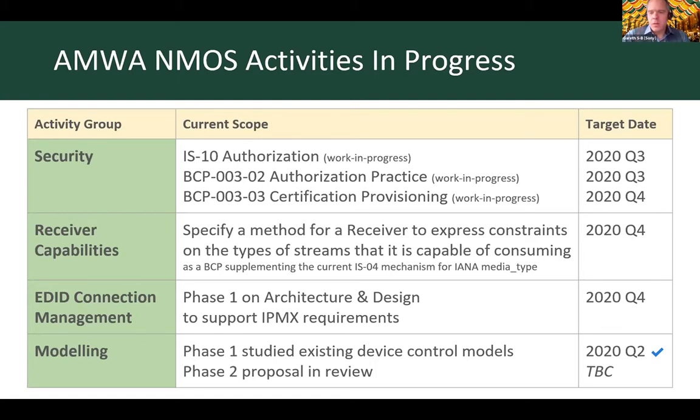Three other groups are also currently active, all backed by proponents from both end users and implementers. The receiver capabilities activity is studying how NMOS devices should more precisely define the range of operating points that they can support using the existing IS-04 specification and make the experience for controllers and users better. It's expected to deliver a proposed best current practice document for review before the end of the year.